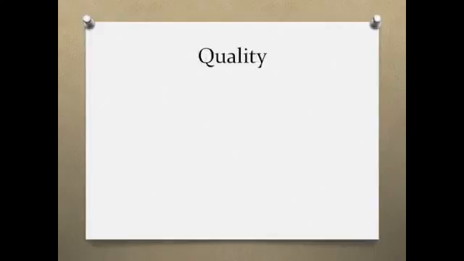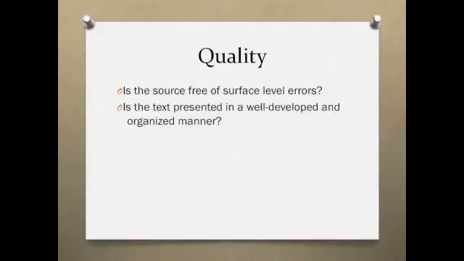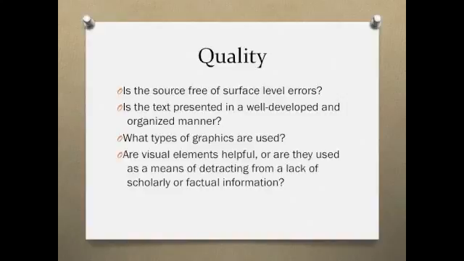The quality of the general appearance of your information can often tell you a lot about the source. Is it free of surface-level errors? Is the text presented in a well-developed and organized manner? What types of graphics are used? Are visual elements helpful, or are they used as a means of distracting you from the lack of scholarly or factual information within the article?